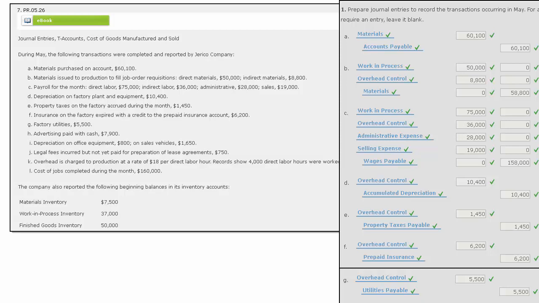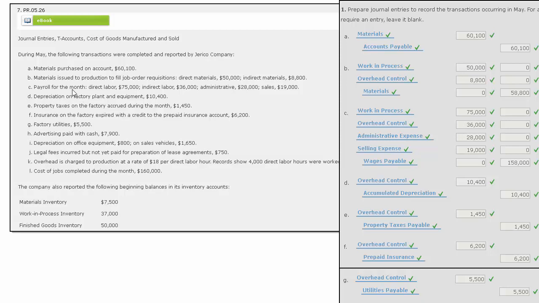Okay, so for transaction A, materials purchased on account $60,100. What do we do? We debit the materials account and credit accounts payable. Transaction B says we issue to production to fill job order requisitions, direct materials of $50,000 and indirect materials of $8,800. Okay, so work in process gets debited for the direct materials. The overhead control account gets debited for the indirect materials. And they both come from the materials account, so we have a credit of $58,800.